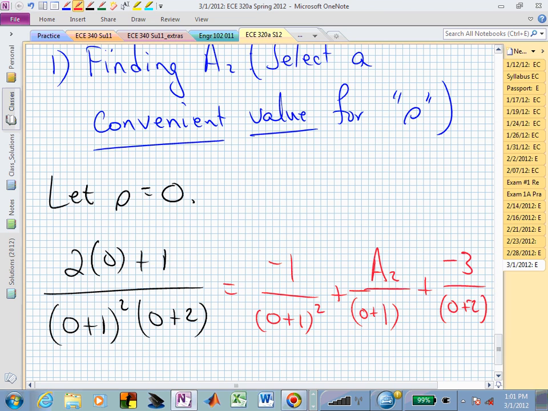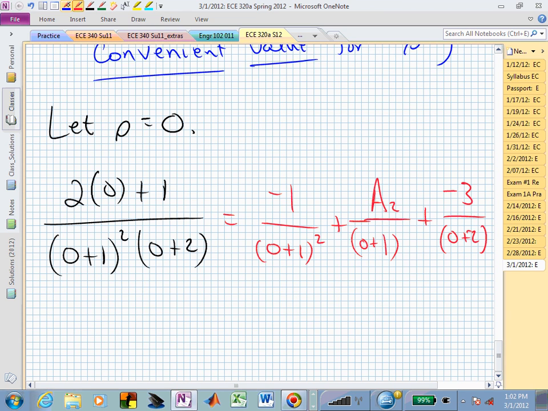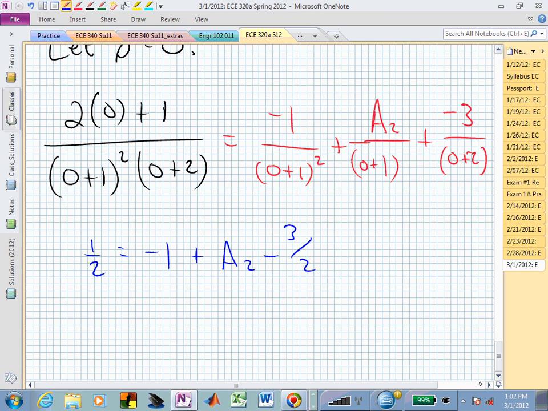Is that clear? And now what do I have? Well, over on the left, I have 1/2. I have minus 1 plus a sub 2, and I have minus 3/2. Oh, that 3/2, when I move it over with the 1/2, I get 2, and then I add in another 1. So a sub 2, I hope, if I'm processing properly, that should be 3. Is everybody okay with that?